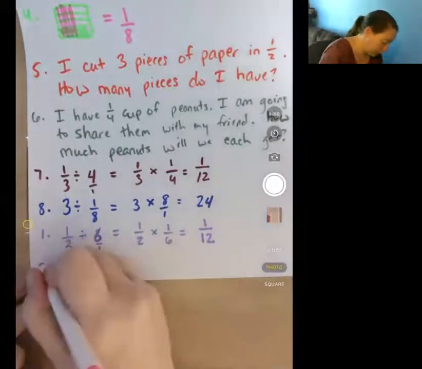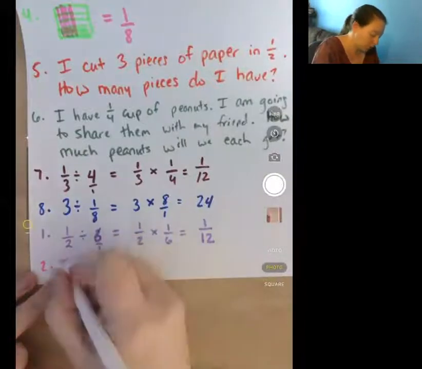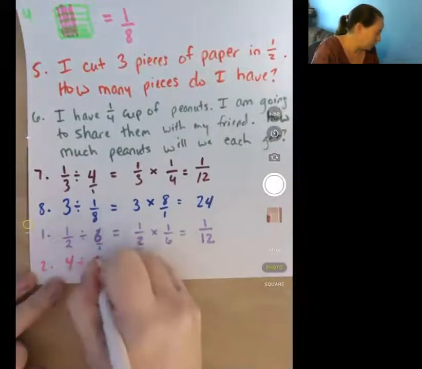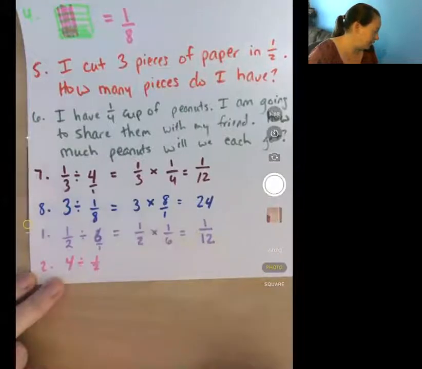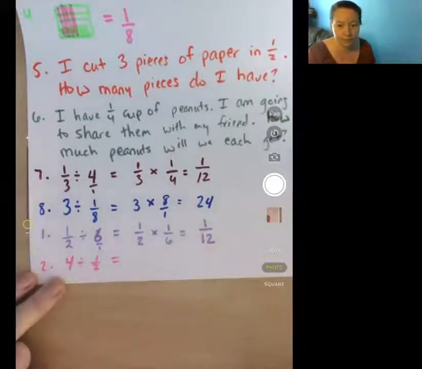Number 2, write an expression to represent the following situation. Riley has a piece of wire that is 4 yards long. He cuts it into pieces that are 1/2 yard long. How many pieces is he going to have?